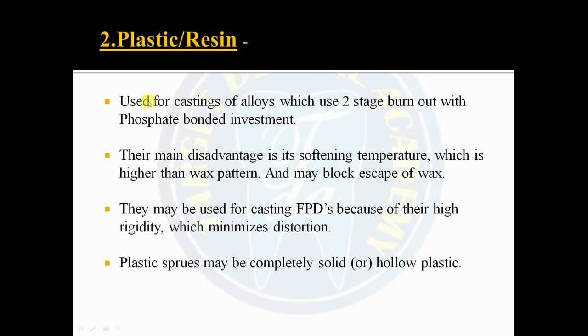Plastic or the resin sprue, it is used for casting of alloys which use two stage burnout with a phosphate bonded investment. Their main disadvantage is its softening temperature, which is higher than the wax pattern and may block escape of the wax. They may be used for casting FPDs because of their high rigidity, which minimizes the distortion. The plastic sprue may be completely solid or hollow plastic.